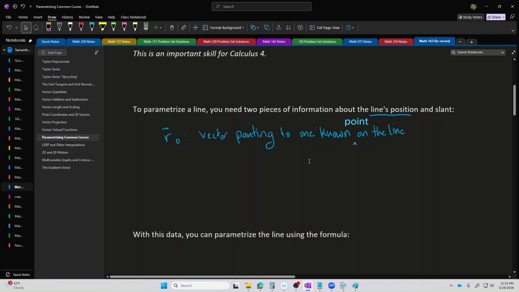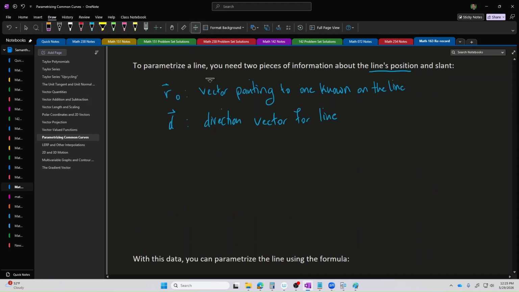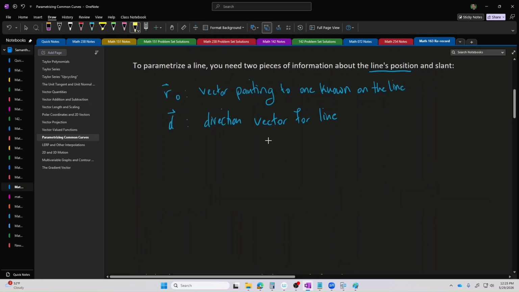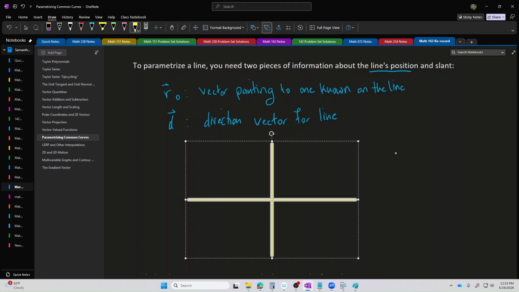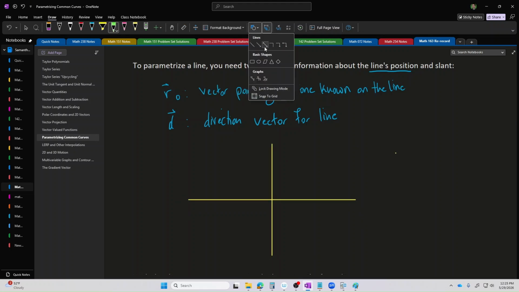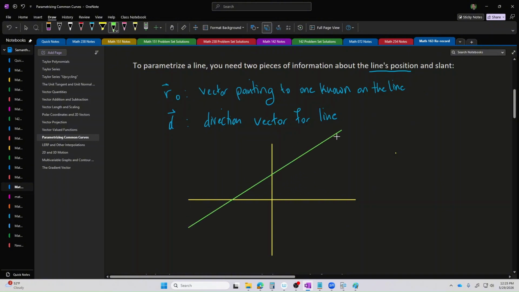You also need to know how that line is tilted, slanted, oriented in space. So you're going to need what we call a direction vector for the line. A vector that points in the same direction the line is pointing. So for example, if you've got a two-dimensional line, a line in two-dimensional space, and the line that you're trying to parameterize looks like this, you're going to need to know two pieces of information about this line.